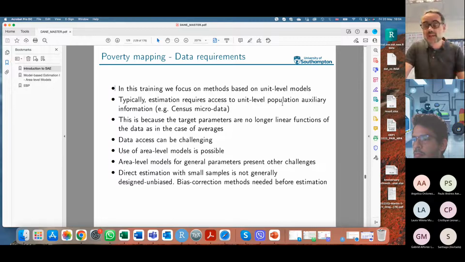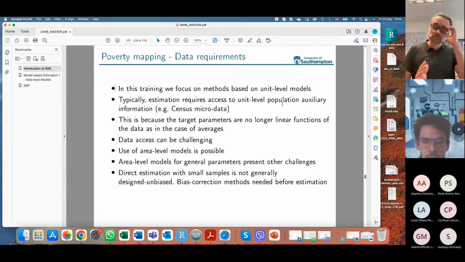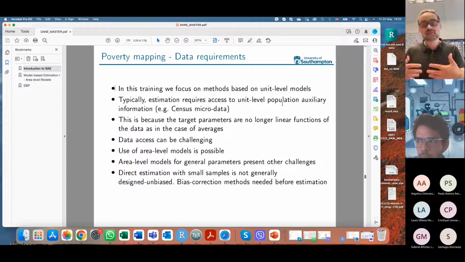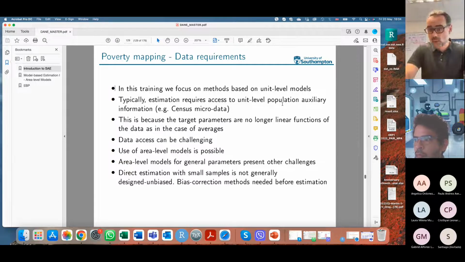Even if you have access to the data, the point that Santiago raised earlier, it may be that the microdata that you have are coming from a long time ago, and that can raise an issue. So you need to be very mindful of that and be aware of that.